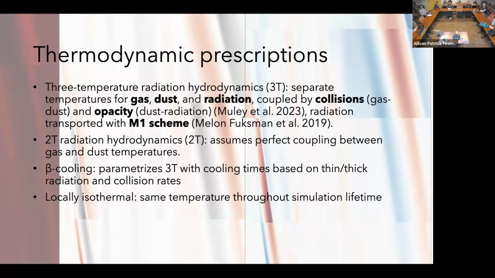And then there's so-called beta cooling, where you parameterize the coupling time based on optically thick and thin radiation, as well as gas-grain collision rates. But at the same time, your background temperature is fixed. It doesn't respond to changes in disk illumination. And then finally, there's the locally isothermal approximation, where in effect, you're assuming that in each grid cell, the temperature remains the same for all time.